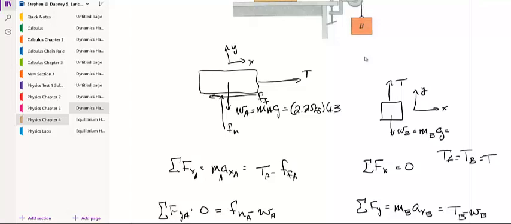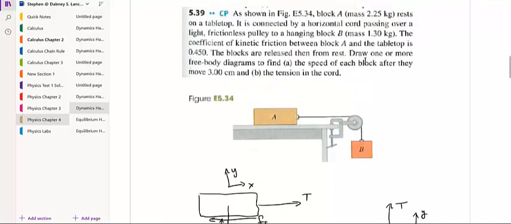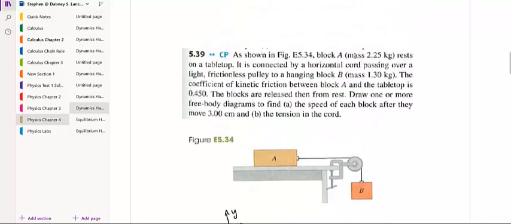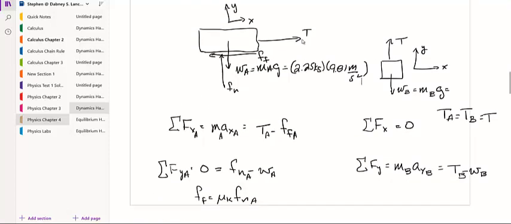I already did that wrong. 2.25. Oh, no, I did that right. g, 9.81. Over here, we've got 1.3.